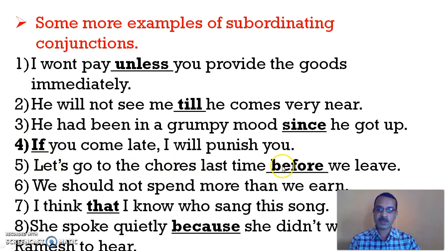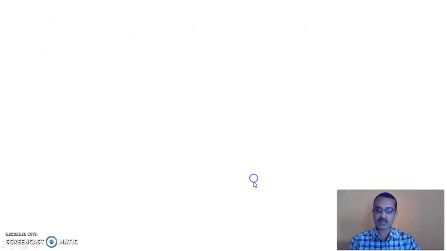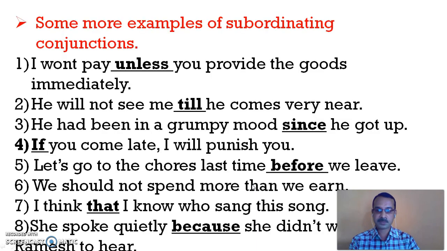Likewise, before, or in this example, then is the subordinating conjunction, and in the next example, that, in the next example, because. These are the subordinating conjunctions.